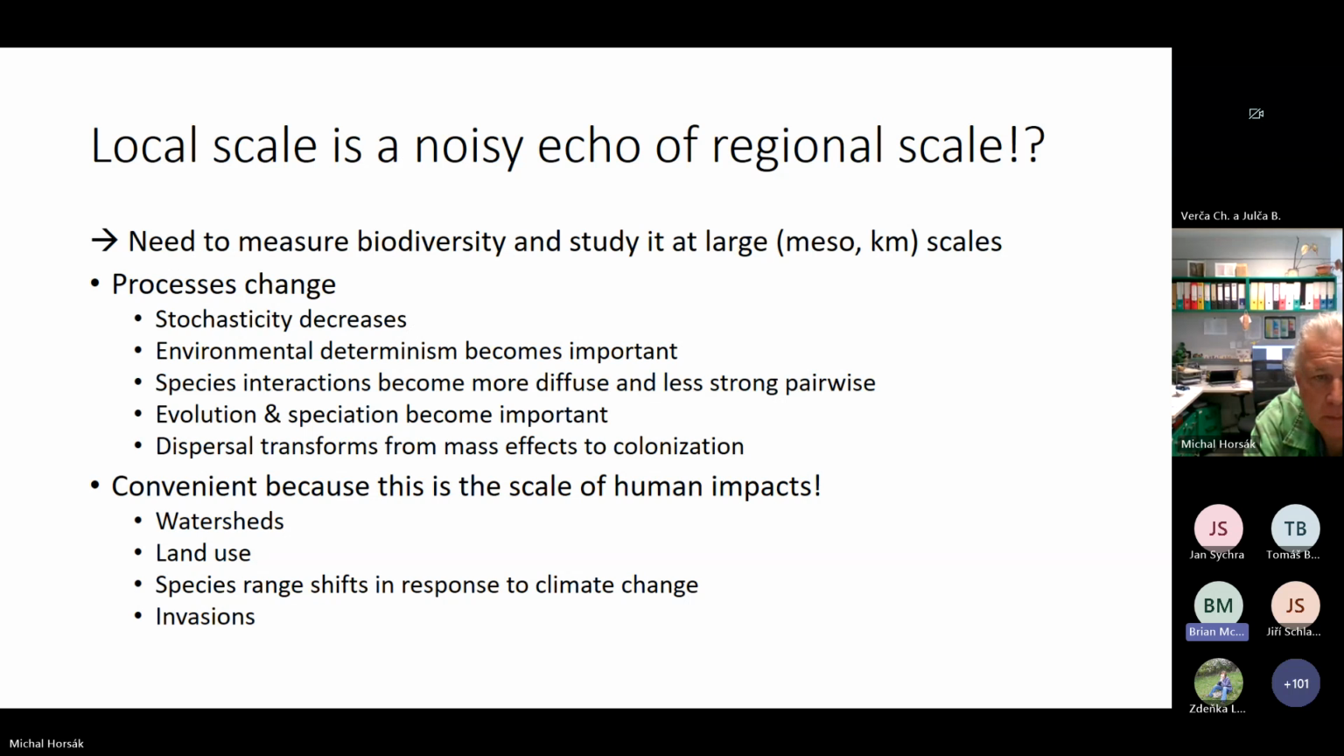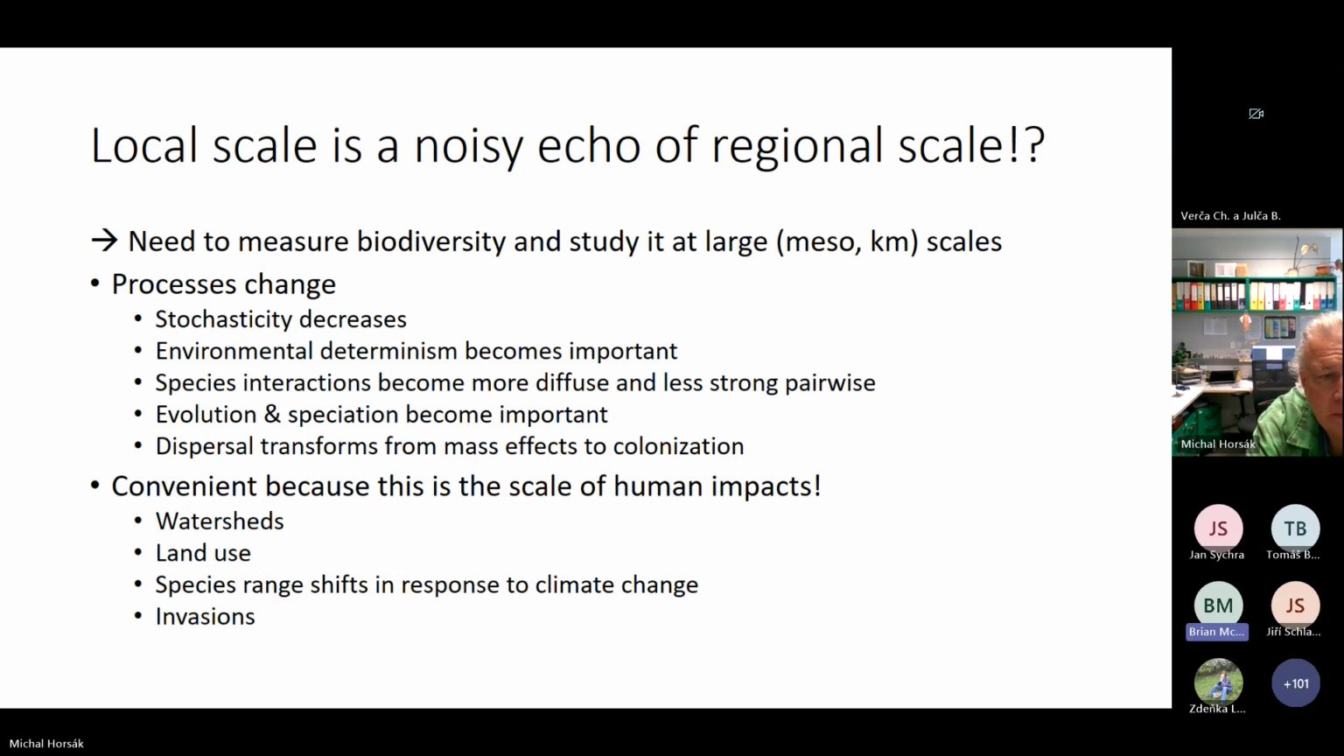Environmental determinism becomes more and more relevant. Microclimates and behavioral responses start to disappear. Species interactions don't disappear, but they become more diffuse. I don't compete with this one exact species. I compete with a guild, right? And in one location, I may be competing with species A, and in another location with species B. But more broadly, I'm competing with the guild of warblers or woodpeckers at larger scales.